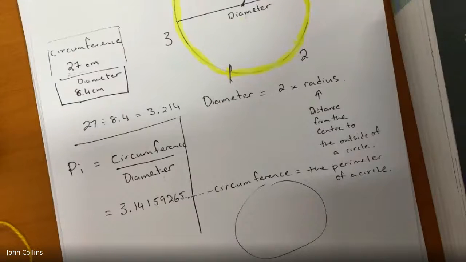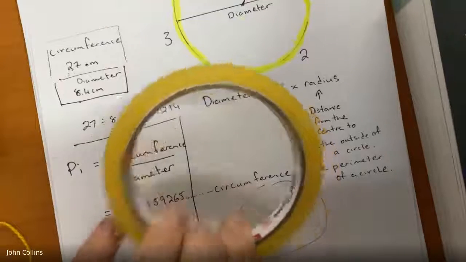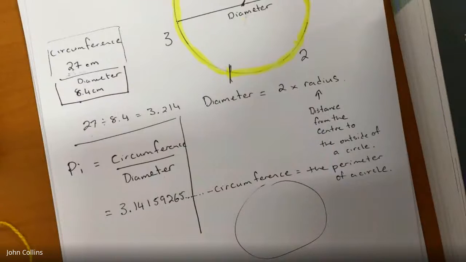For any circle in the world, from the bottom of your mug to the Earth, to this tape, to your water bottle, to a CD, if you remember what those are, to a record player, to the wheel of a car. If you divide its circumference by its diameter, you will get 3.14159265 and so on.